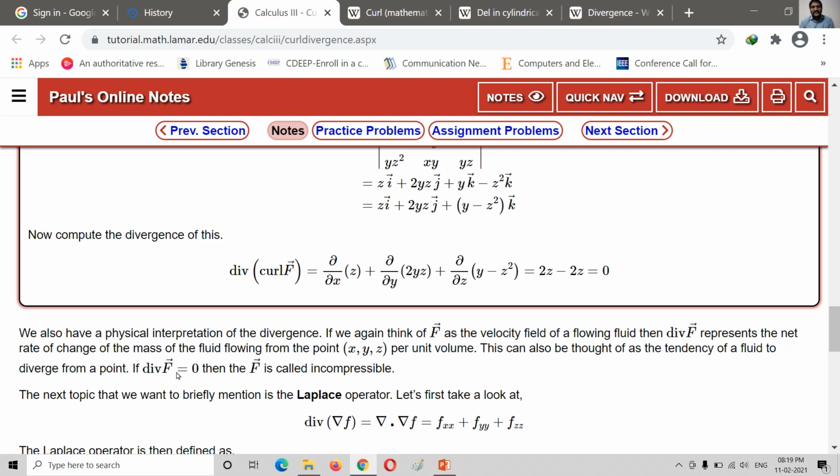Now when the divergence of f is equal to 0, then we can say that f bar is incompressible.